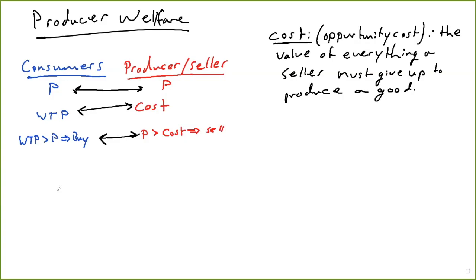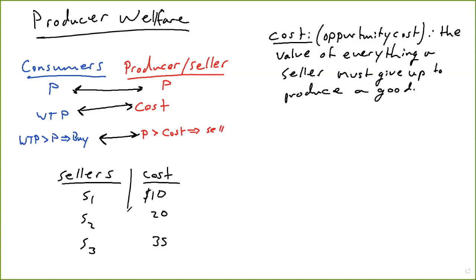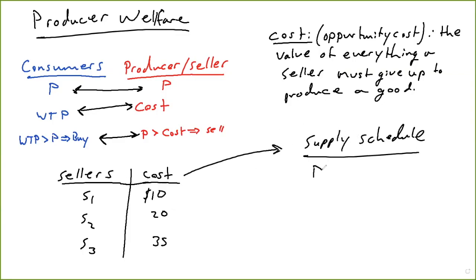And so we can do the same thing we did before. Let's do a quick example. We have a couple different sellers, seller 1, 2, and 3, with different costs for production. So we'll say $10, $20, and $35. And we can use this to derive the supply schedule. So if price is between $0 and $9, that price is not higher than anyone's cost. So no one wants to sell at those prices.